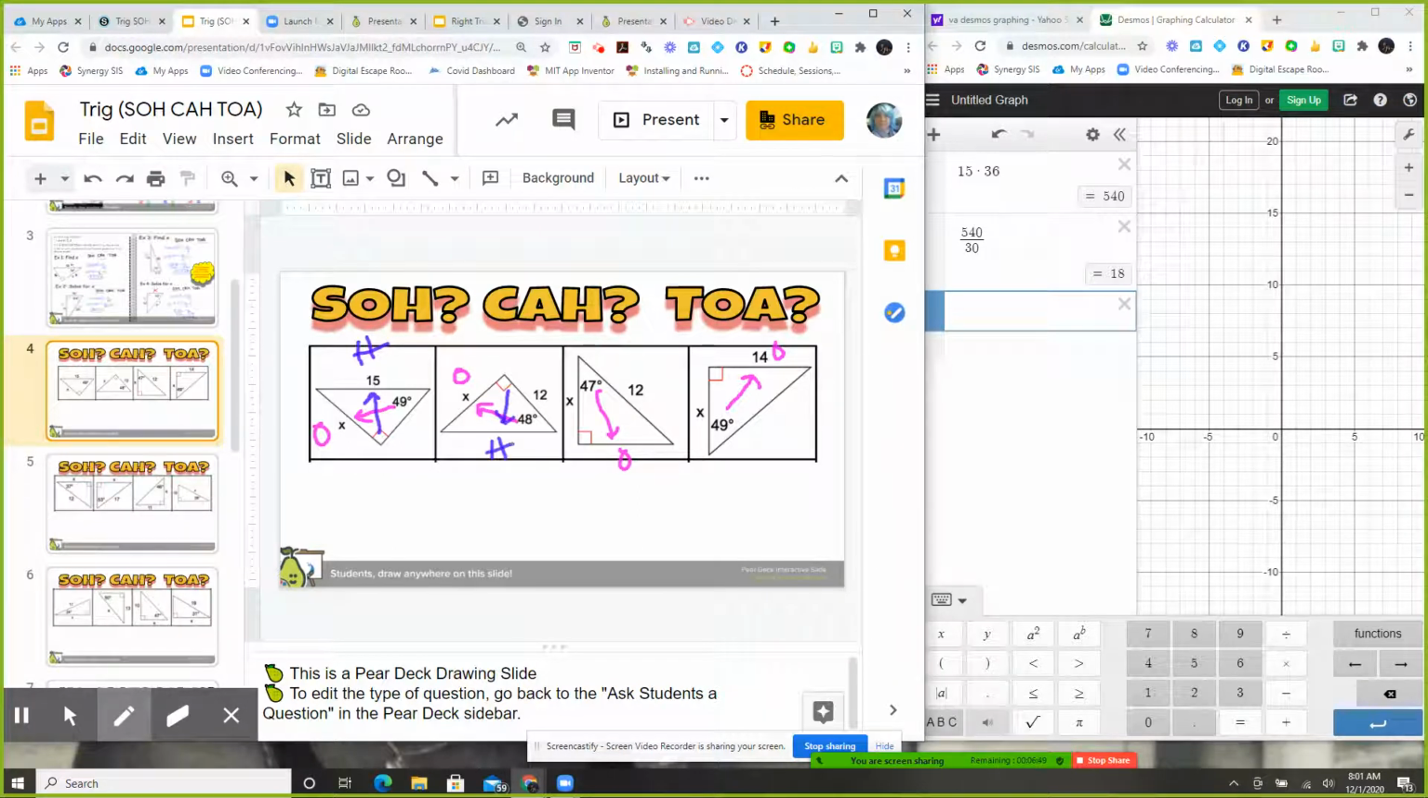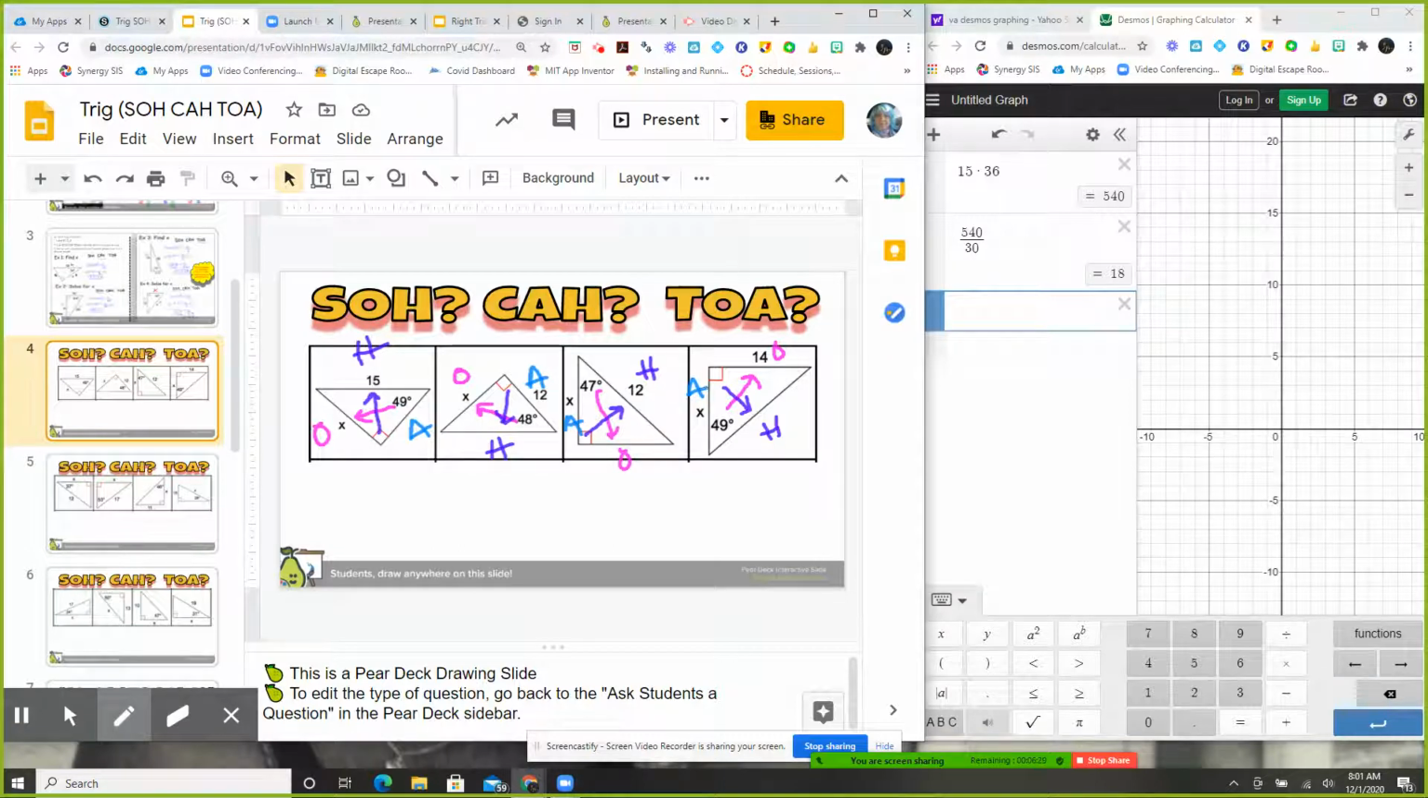That's going to be the hypotenuse, and the hypotenuse. And then the other one is the adjacent, right? So adjacent, adjacent, adjacent, and adjacent. Does that make sense?